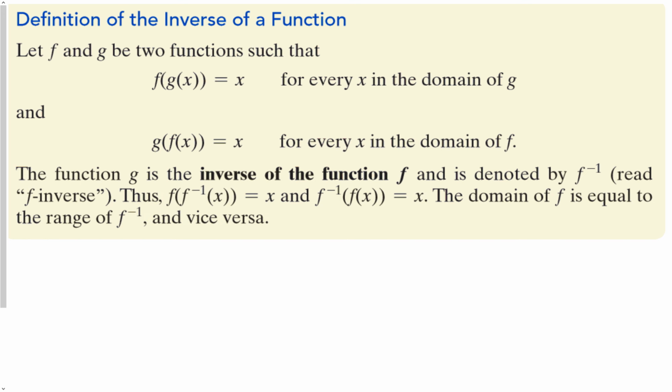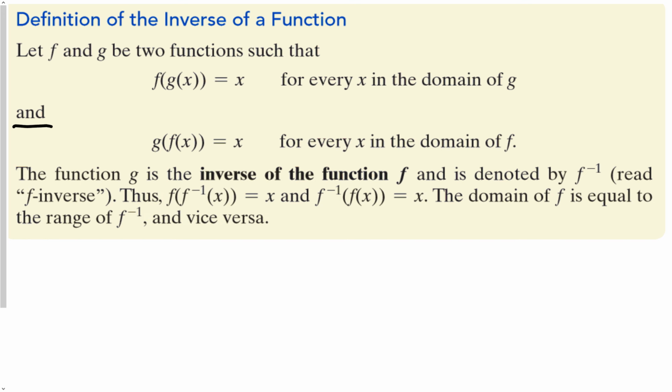With all this in mind, the formal definition of an inverse function is: let f and g be two functions such that f of g of x is equal to x for every x in the domain of g, and, meaning they both have to be true, g of f of x is equal to x for every x in the domain of f.